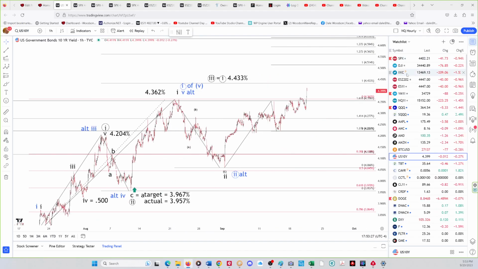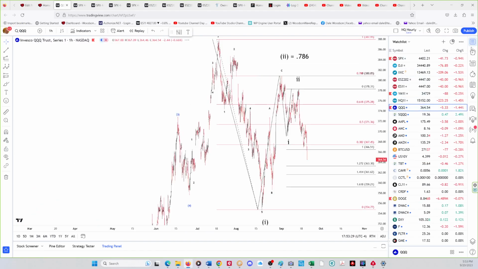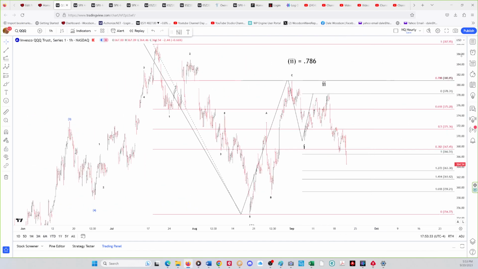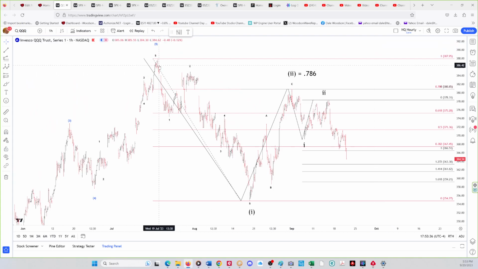I want to get to the Qs if I can. Let's see these guys here. We have an hourly chart of the Qs. You can see that high there is July 19th, which is not the same date as the S&P. But anyway, we have 5 waves down for wave 1 in parentheses. We have a wave 2 up in parentheses. That was a near perfect 786 retracement right there. You can see the red line was a 786 and the black line is right on it.